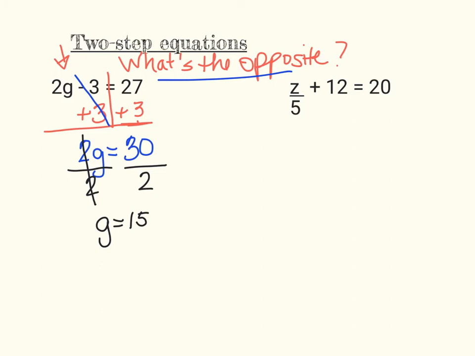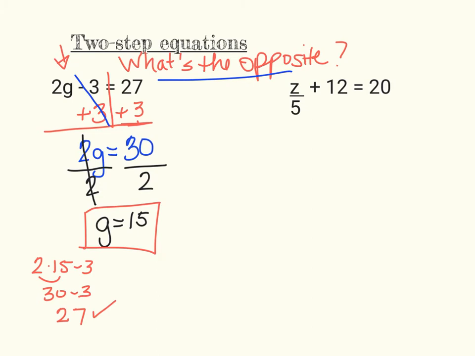Let's take a look at that check now. I substitute it would be 2 times 15 minus 3. 2 times 15 is 30 minus 3. That's 27, which is exactly what it should be. So g, in fact, is equal to 15.